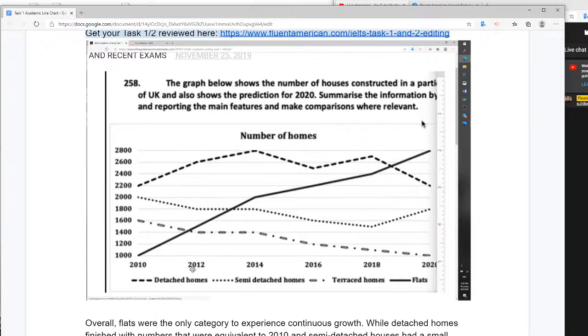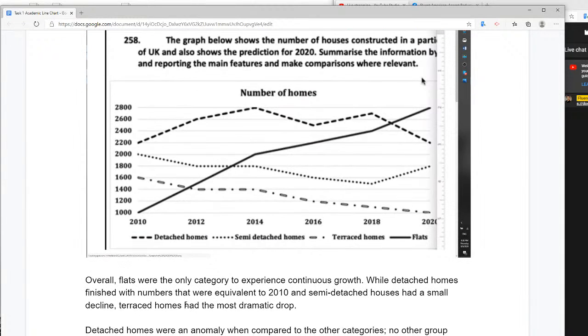Next up, I'm just going to go left to right, so that way your examiner can kind of see your organization. They can say, oh, you're just going from, again, left to right in terms of categories. That's fine. There's nothing wrong with that. Okay, so next we have semi-detached homes.